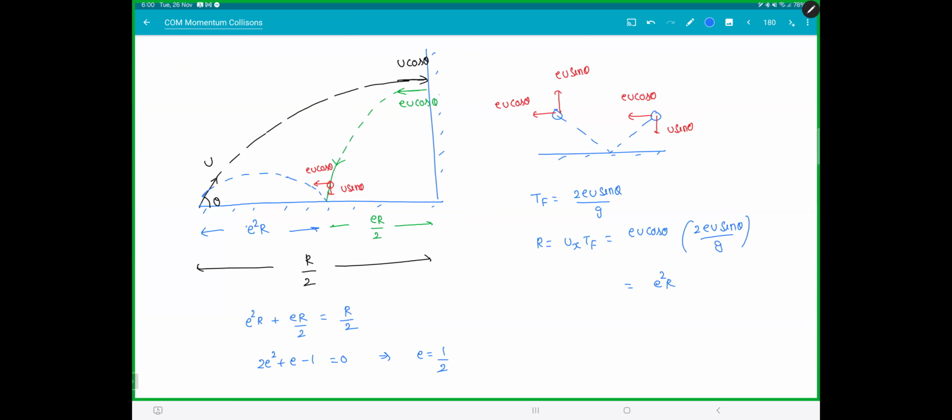Try to understand the meaning of E, right? What is the meaning of E? How much you recover from the deformation. E is equal to 1 meaning full recovery. E is equal to 0 meaning no recovery. If you say E is minus 1, what does it even mean physically?